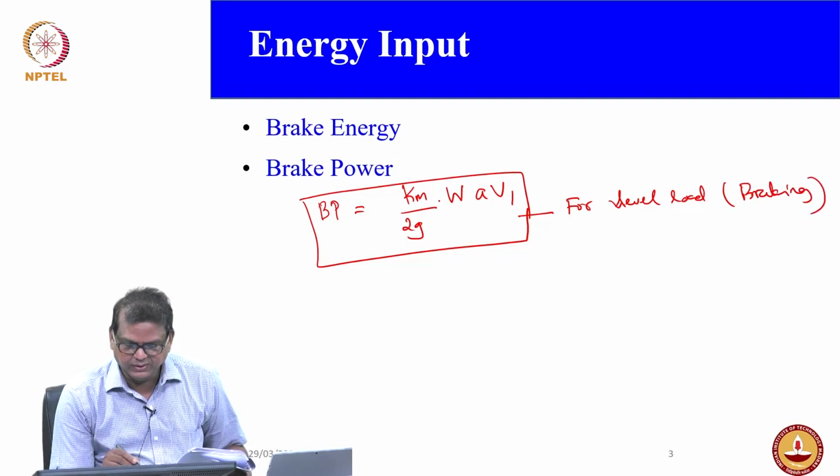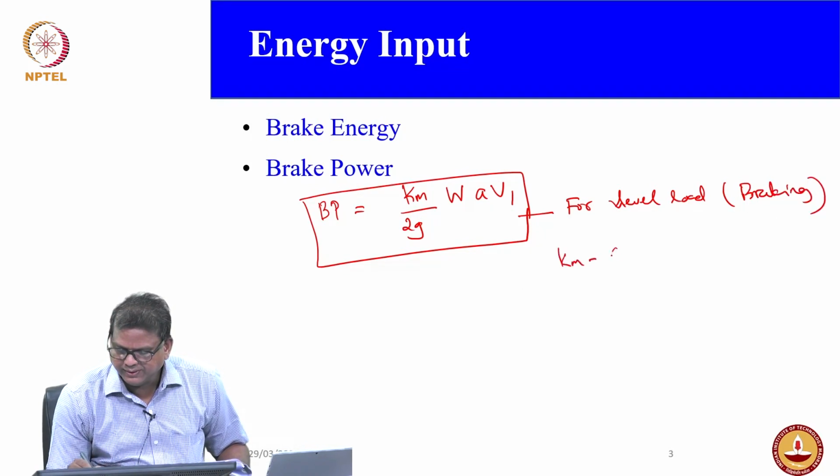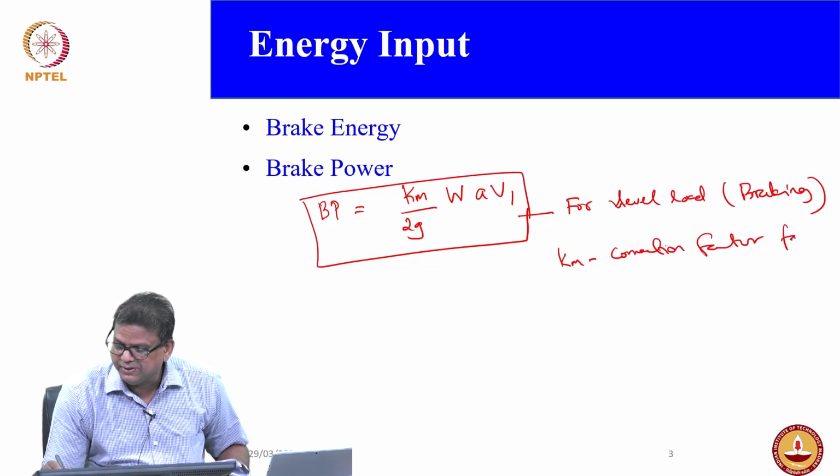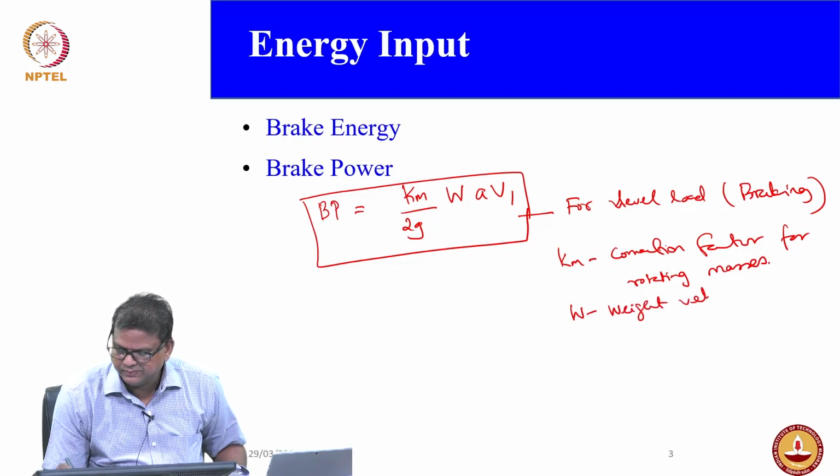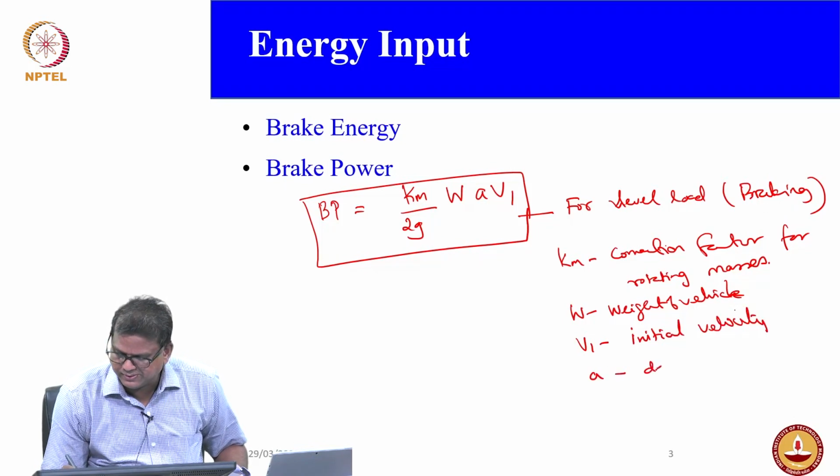I am sure you know that Km is the correction factor for rotating masses, W is the vehicle weight, V1 is the initial velocity, and A is the deceleration rate.